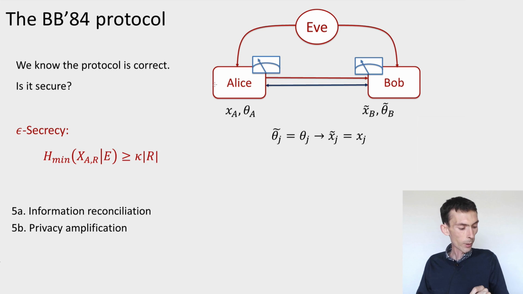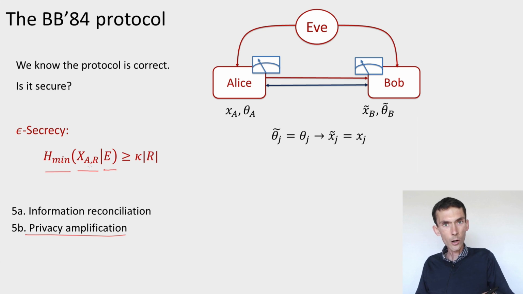This is achieved by the task of privacy amplification, which told us that in order to achieve epsilon secrecy, it's in fact sufficient to obtain a weaker criterion, which is that the min entropy of Alice's raw key bits before the key is obtained, conditioned on the eavesdropper's side information E, is at least some amount. So what is this X_A^R here?